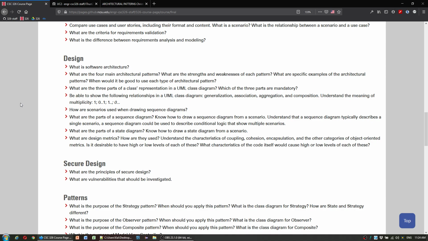What are the 3 parts of a class's representation in a UML class diagram? This is something you are probably familiar with from 216 at this point because you did an awful lot of UML diagrams there. But you have the name of the class, you have the fields or variables that exist on the class, and then you have the methods that exist on the class. And the only part of this that is actually mandatory for the UML diagram is the name of the class itself.